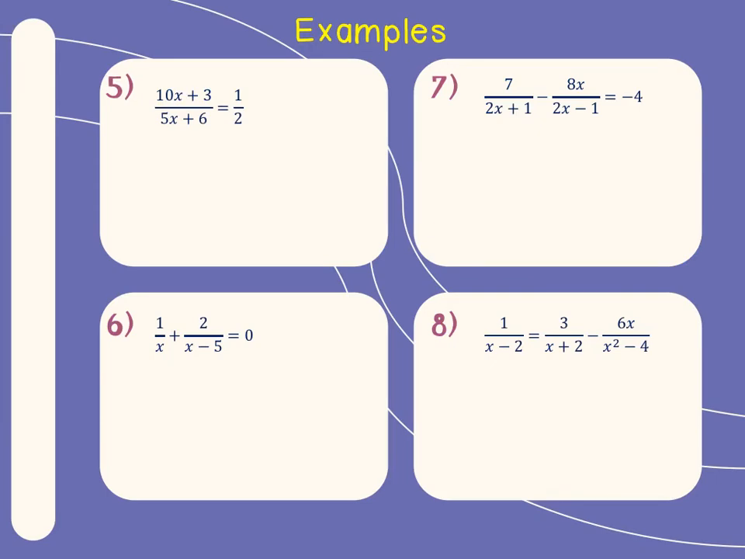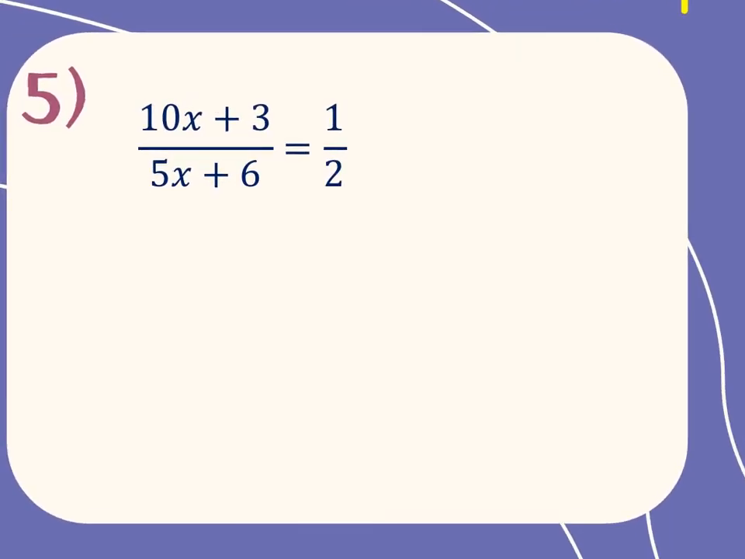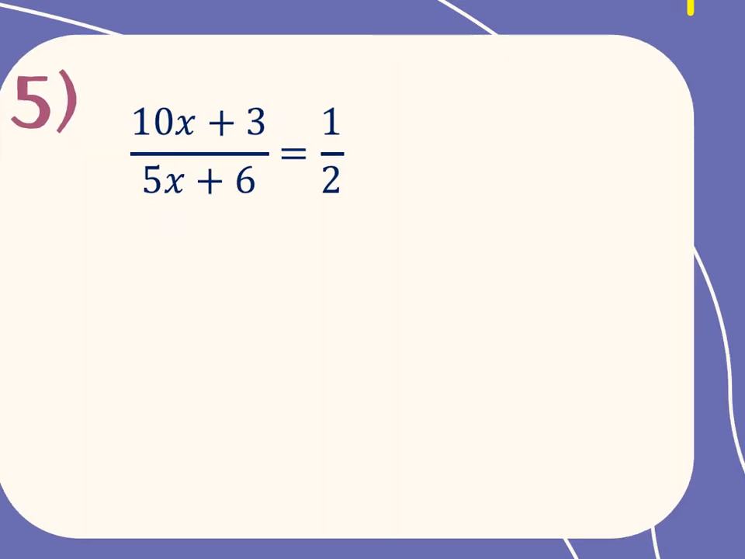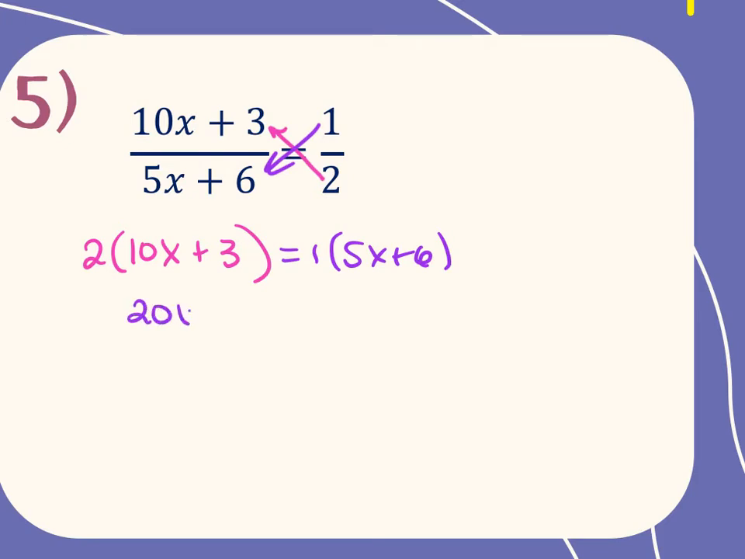All right, now the denominators just get a little bit more complicated. My advice on something that only has one fraction on either side of the equal sign is cross multiply. Okay? It's easier than finding a least common denominator and multiplying it. If you only have one fraction on either side of the equal sign, like this one, cross multiply. So I'm going to multiply 2 times 10x plus 3, and I'm going to multiply 1 times 5x plus 6. So I get 20x plus 6 equals 5x plus 6. Subtract 5x from both sides.